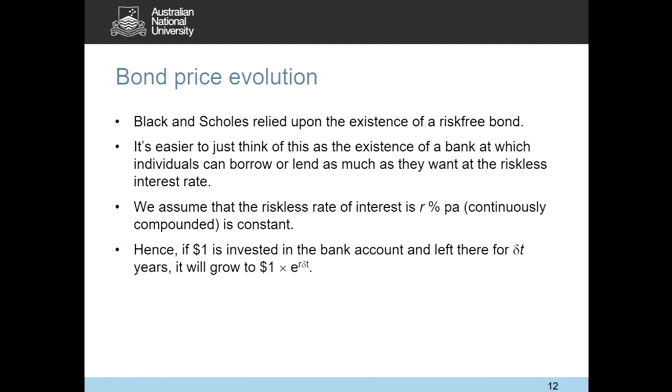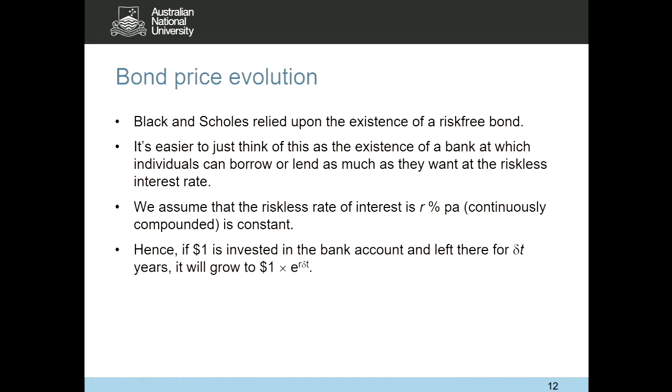Not only do we need to model the share price going through time, but we also need to understand how the bond price changes over time. The way we're going to see the bond price is as a risk-free bank account. Just imagine you deposit $1 in that risk-free bank account. Over 1 year's time, that $1 will grow to 1 multiplied by e to the power of r times delta t. That's the initial value, the $1 that you deposit, and that is the ending value.